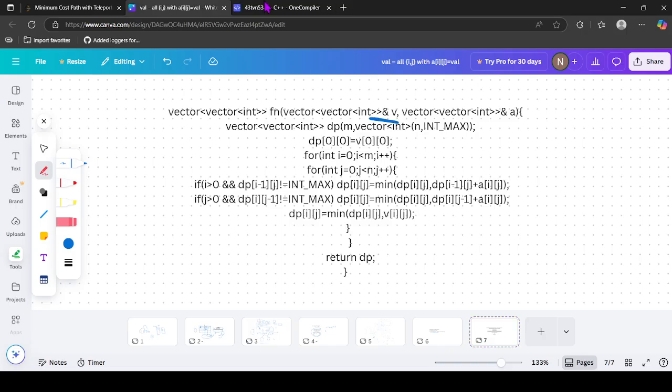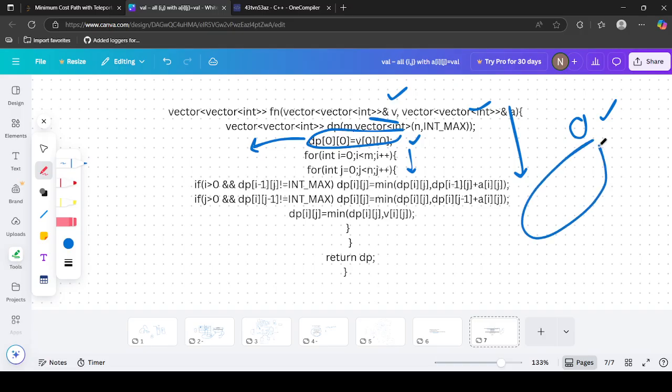What is this v? We have v and a, and then we are initializing with v of 0 0, and then we are looping through all. This is simply exactly the original one. But what is the difference? The only difference is we are initializing with v of 0 comma 0 because this is the cost to reach itself. So we have many different operations, and we also have the cost initially to reach it. So simply the minimum of both will be the final answer.